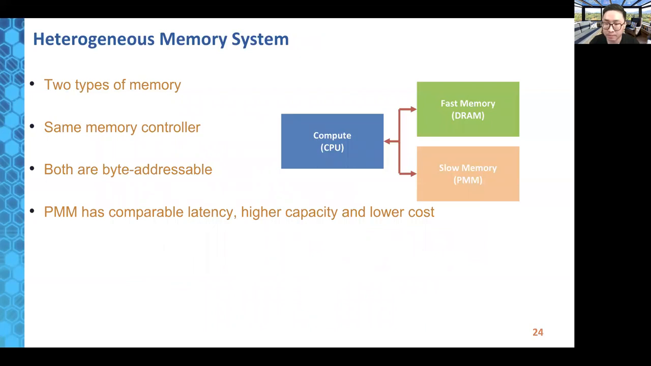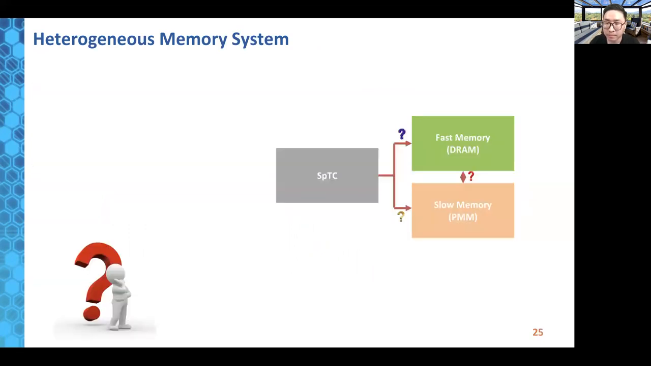We call it PIM. DRAM and PIM share the same memory controller and are byte addressable, due to the features of comparable latency, higher capacity, and lower cost compared to DRAM. PIM has been widely used in academia and industry. However, the big challenge is how to efficiently employ sparse tensor contraction on heterogeneous memory systems. Currently, there are some solutions.